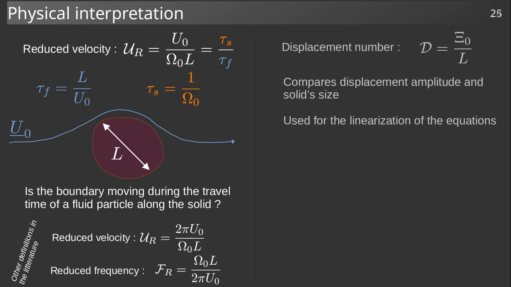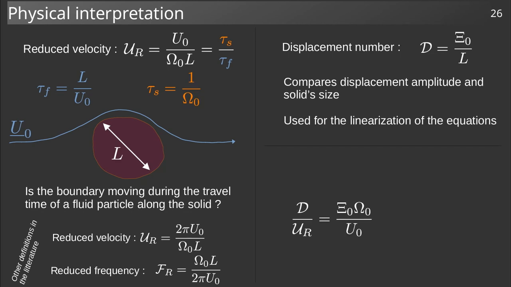The other important number we introduced is the displacement number. It compares the amplitude of the displacement of the structure and a characteristic size of the structure. It will be useful later to know when we can linearize the equations. Finally, we have defined a number d on ur. This should be seen as the ratio of two velocities, the order of magnitude of the velocity of the solid, xi naught times omega naught, and the velocity of the flow u naught. And it then appears natural to consider the fluid at rest if this number is very large.